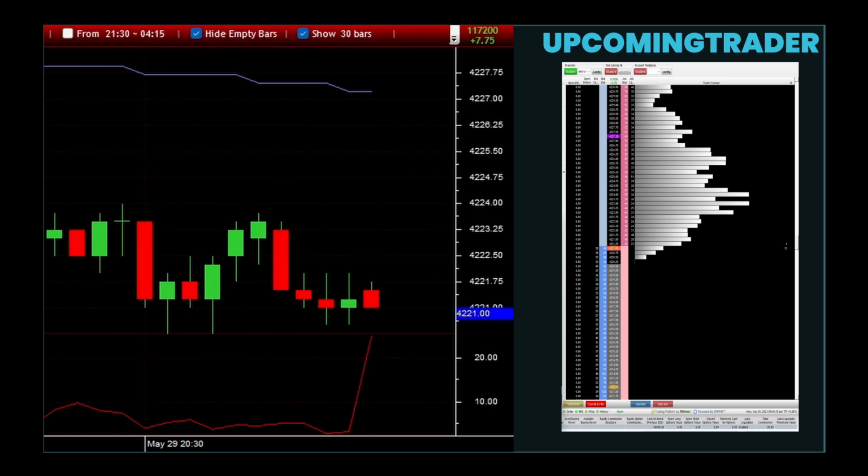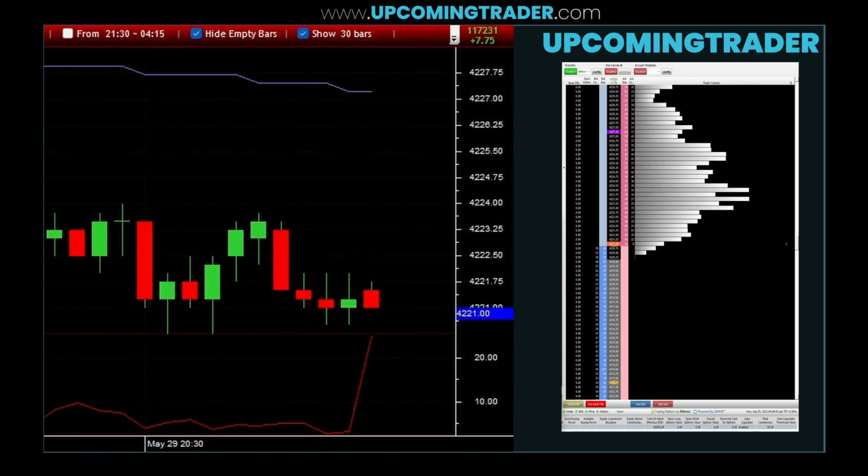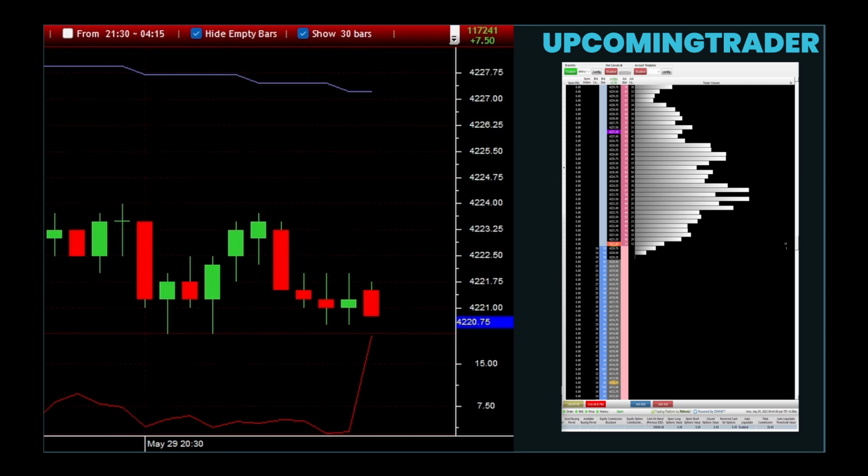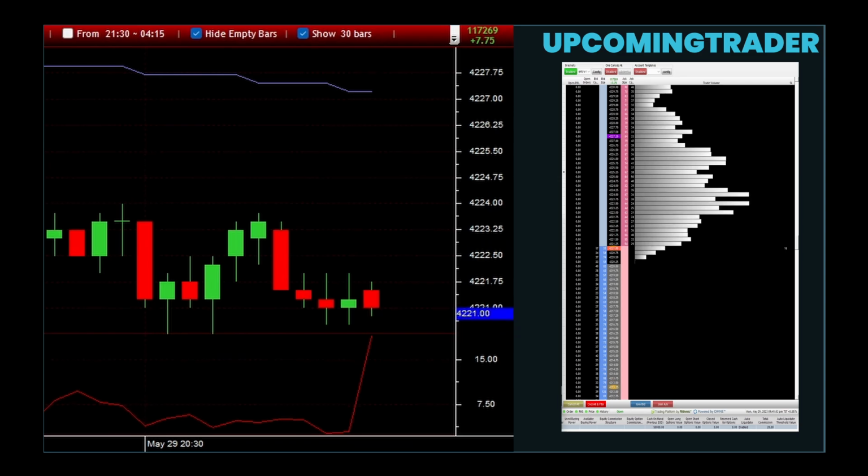Flags are another continuation pattern that often occur after a strong price movement. The price will consolidate in a small, sloping channel that looks like a flag on a pole. If the prior movement was upward, this flag suggests the trend will continue upward after the pause. Recognizing these patterns can help you anticipate market movements and add another layer of confidence to your trading strategy.